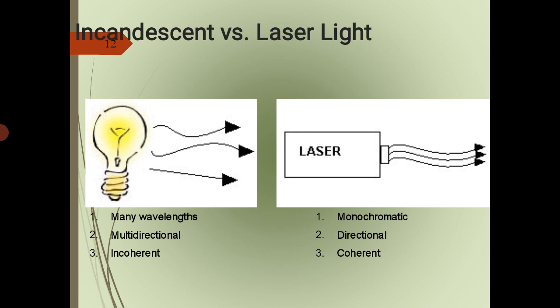Incandescent light is incoherent. Incoherent means its intensity varies, less or more, with distance, but in laser light the intensity is the same from the starting point to the ending point. Incandescent lights are incoherent and laser lights are coherent.